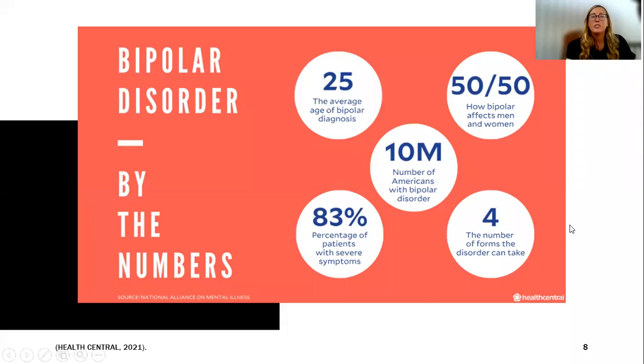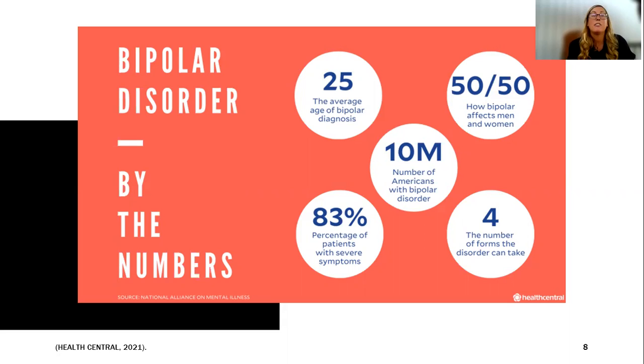I do want to highlight some important facts about bipolar condition, some recent research on who it affects and how many it affects. As of 2021, research from Health Central demonstrates that 25 is the average age for someone to be diagnosed with bipolar condition. There are approximately 10 million Americans currently diagnosed and living with bipolar condition.